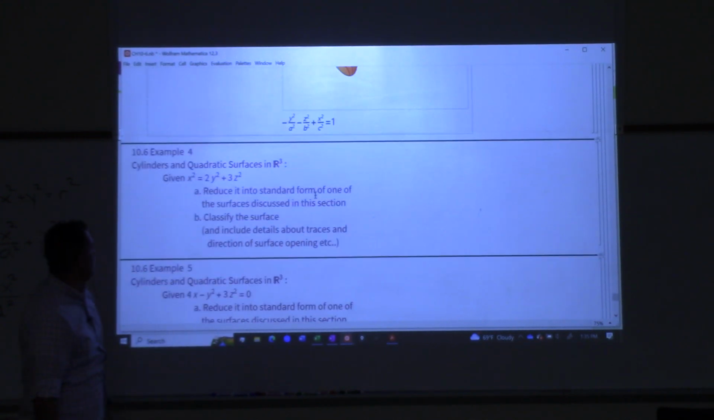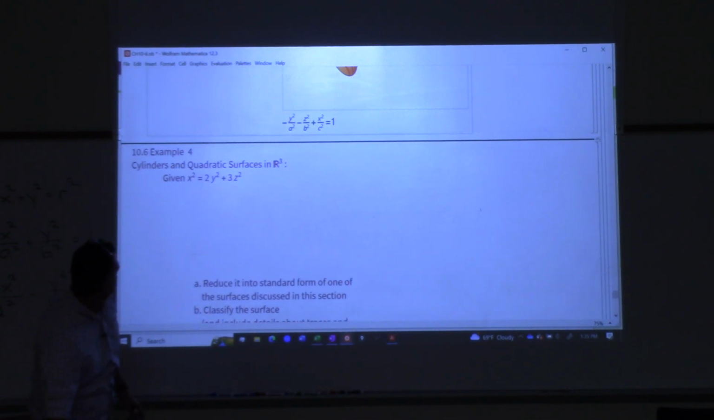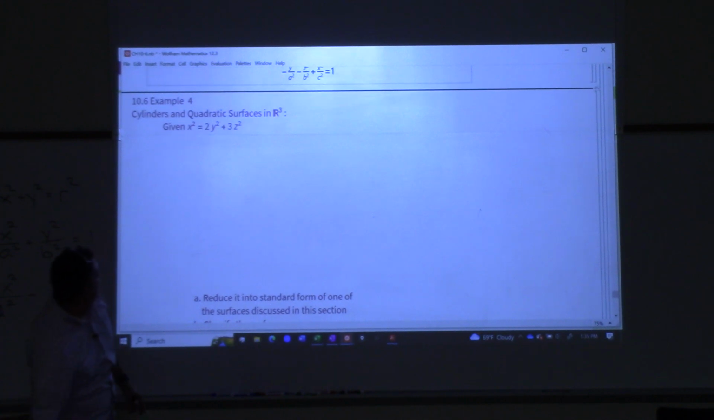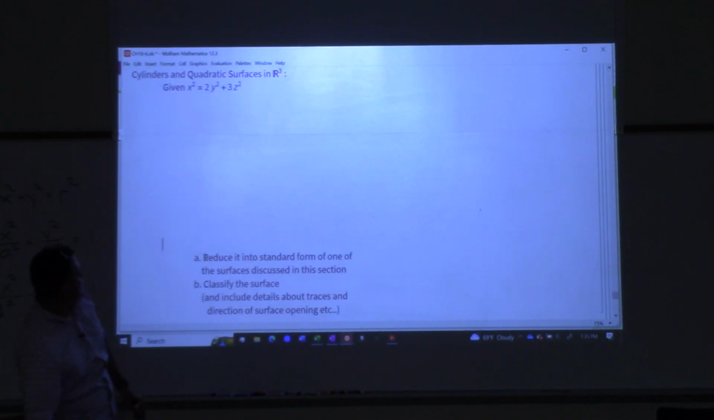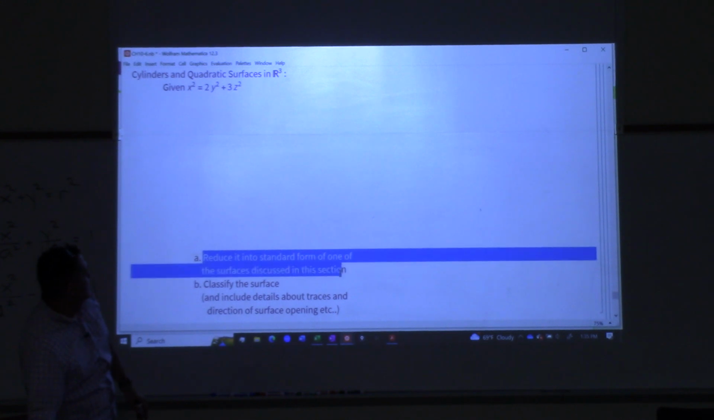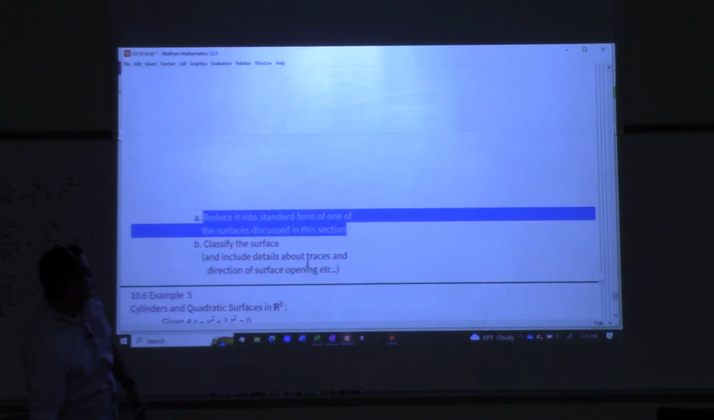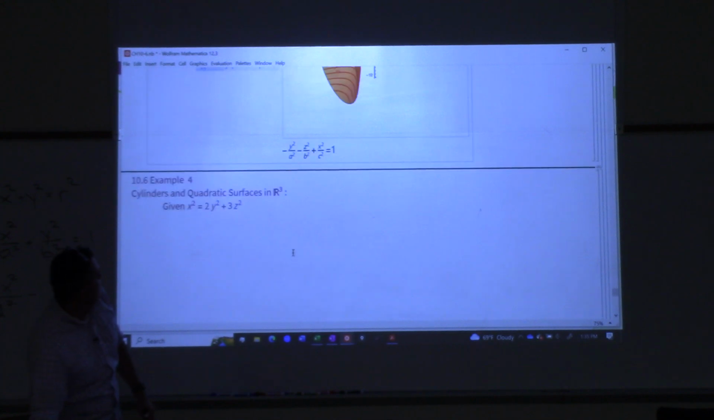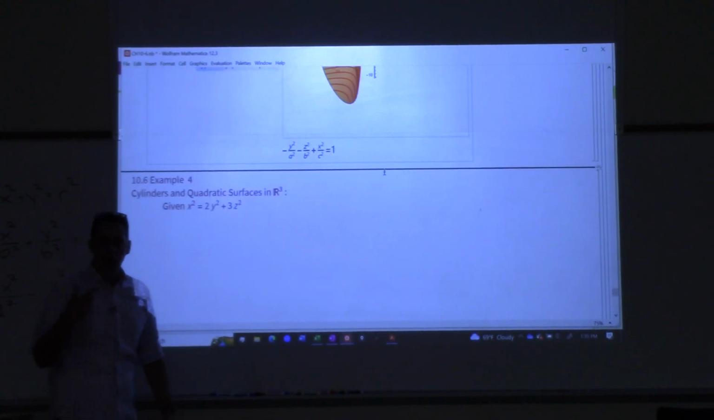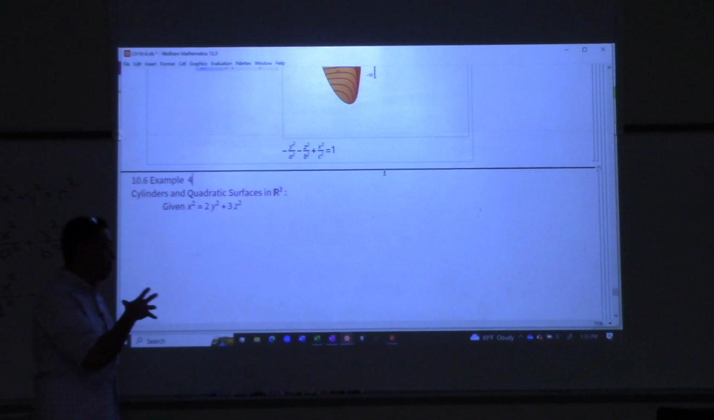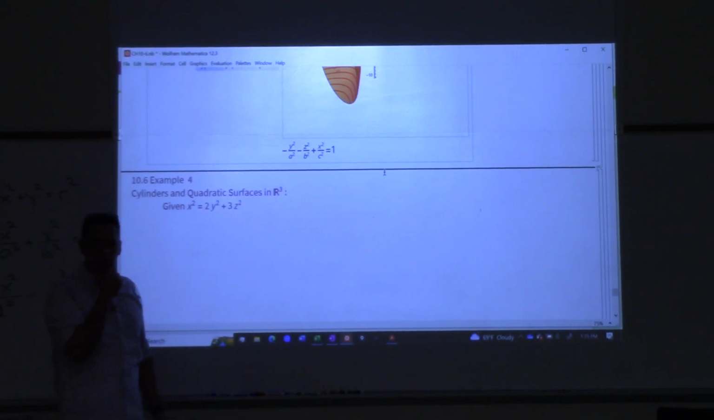Let me actually do an example, all right, of something that I would want you to be able to do. So I'm going to start with this one here. Let me just make some room for myself. All right, here's what I want us to do. Take that equation, reduce it into standard form, and identify basically and classify what it is we're looking at. So I want to take that equation, I want to make it look like one of the standard forms that we just looked at, and then see if I can somehow classify this. Like, what is it? Is this an ellipsoid? Is this a blah, blah, blah?